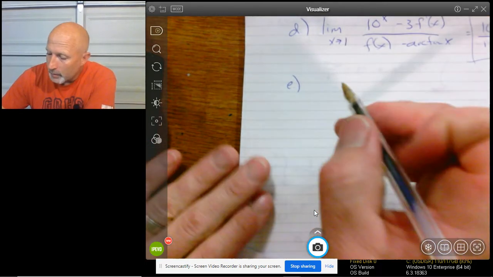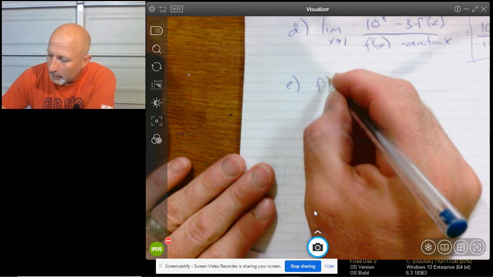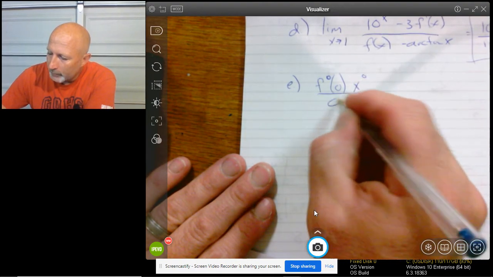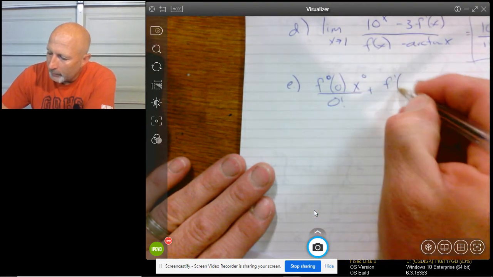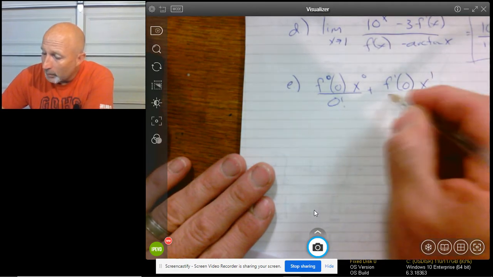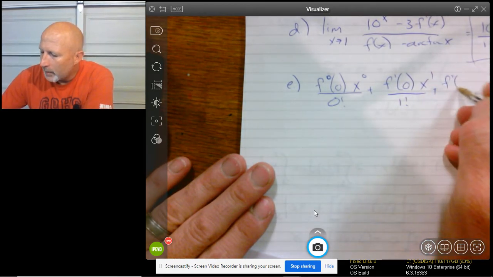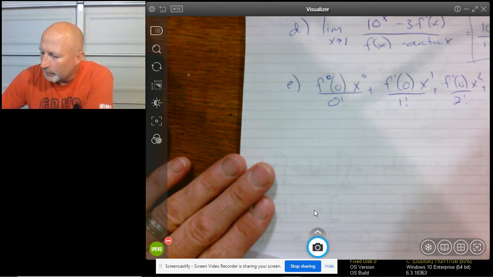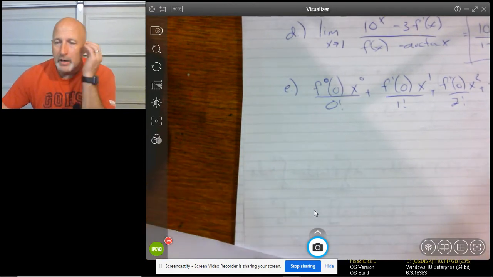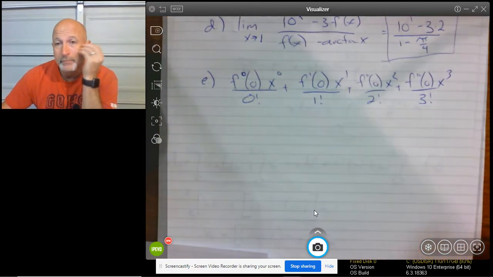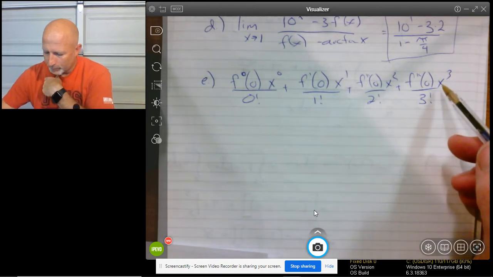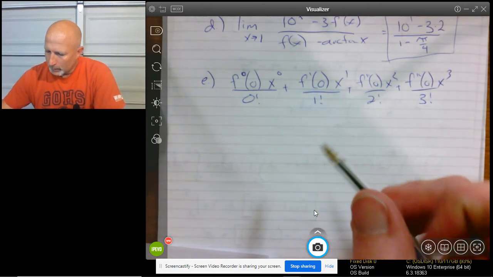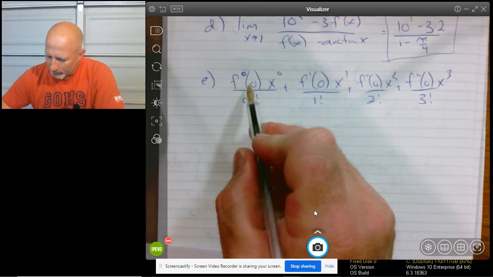Maclaurin, or Taylor centered around 0, is going to be f, the zeroth derivative evaluated at 0, x to the power of 0 over 0 factorial, plus the first derivative evaluated at 0, x to the first all over 1 factorial, plus the second derivative evaluated at 0, x squared all over 2 factorial, plus the third derivative evaluated at 0, x cubed all over 3 factorial. But I know I don't need to go any higher than that, because I'm only asking for a third degree Taylor polynomial. So I just need to evaluate this. Okay, so what is the zeroth derivative evaluated at 0?